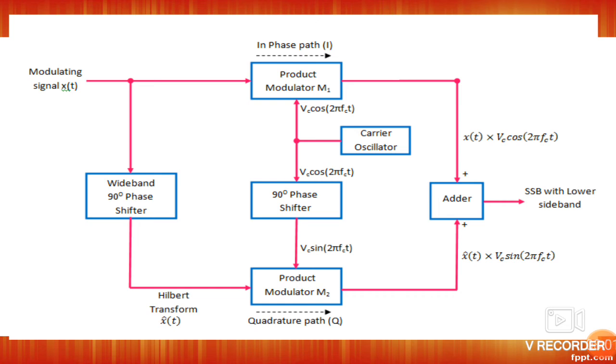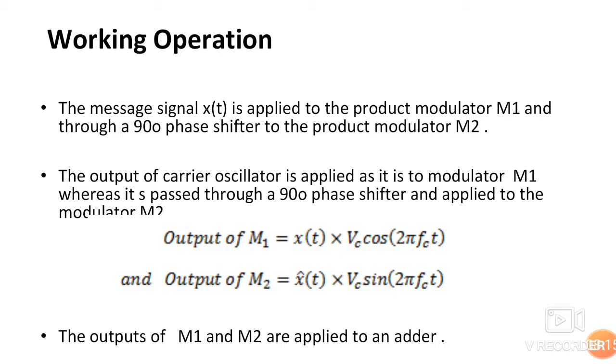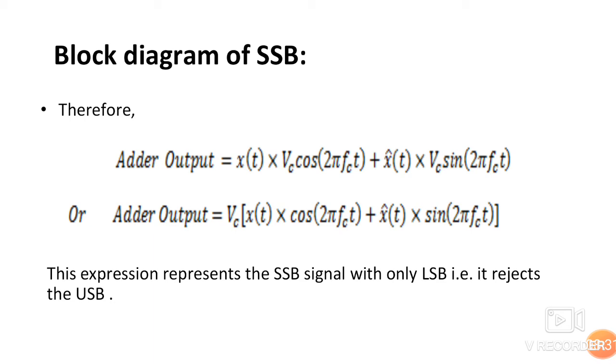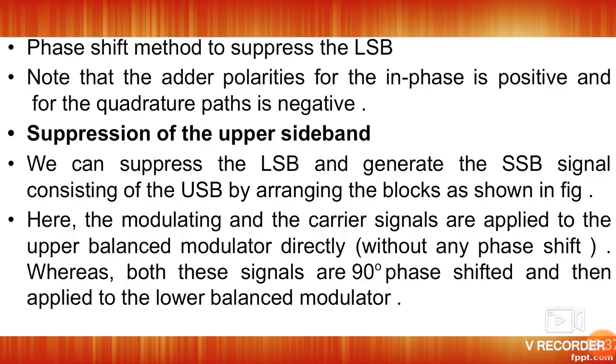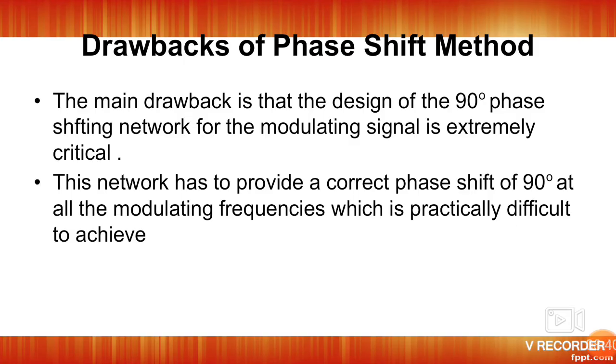Both product modulator outputs are given as the input of the adder circuit. Product modulator 1 output is x of t into Vc cos 2 pi fct, and product modulator 2 output is x cap of t, after the Hilbert transform, times Vc sin 2 pi fct. Both are added. While adding these two, by using mathematical calculations, one of the sidebands is cancelled.